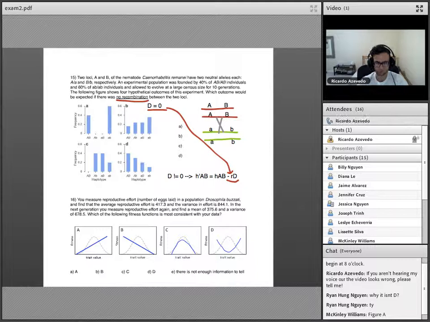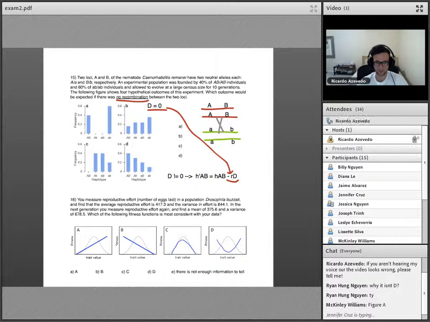If not, we can move on to the exam from 2000. Jennifer asked what was the answer. The answer was A, because there's no way for the other genotypes to appear, for capital A lowercase b and lowercase a capital B.